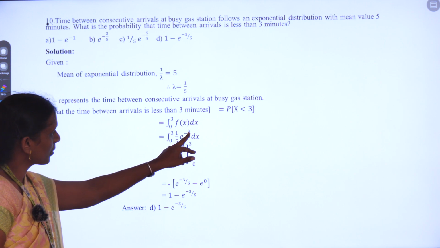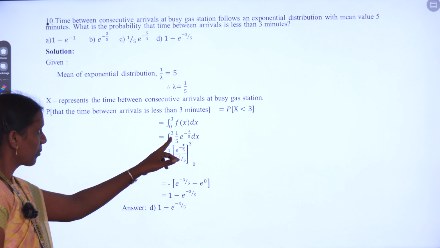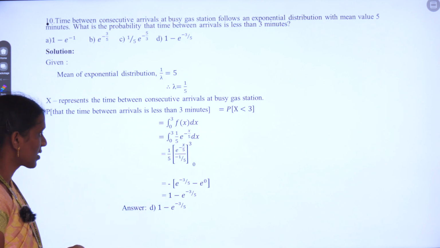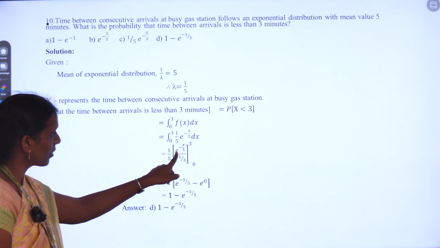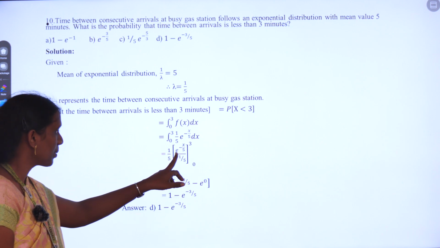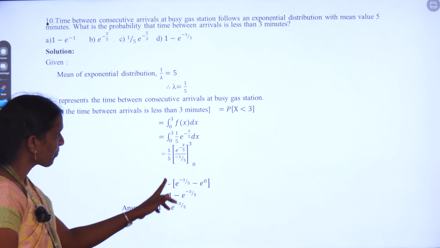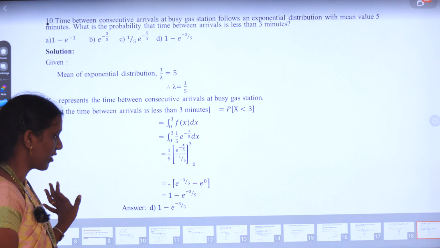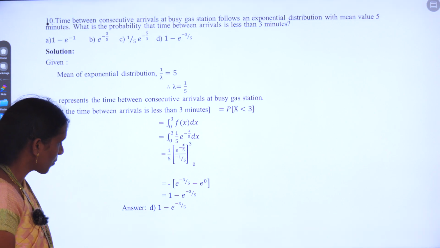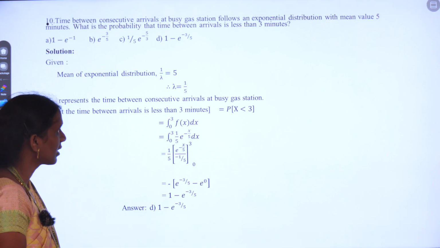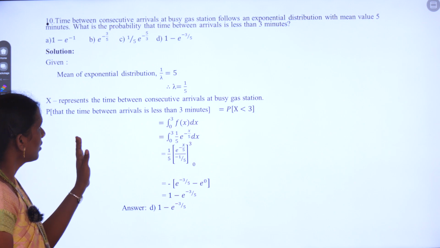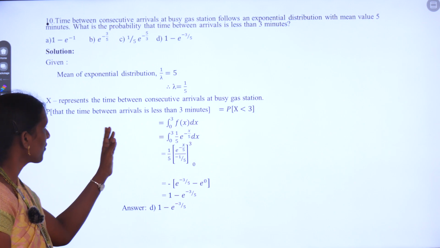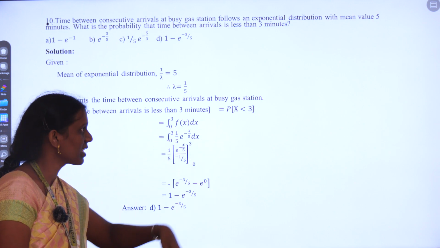Substituting 1 by 5 for lambda, we get integral of 1 by 5 into e power minus x by 5 into dx. Before integration, you take this 1 by 5 outside. After that, you use the formula: integral of e power minus ax is e power minus ax divided by minus a. On substituting the limit, we get the answer as 1 minus e power minus 3 by 5. So the answer is option D, 1 minus e power minus 3 by 5. Here the mean is given and we were asked to find the probability of x less than 3.